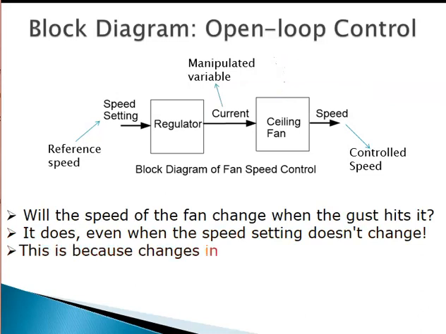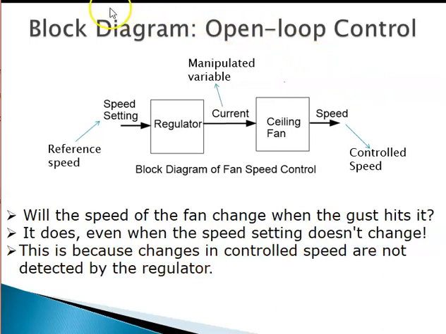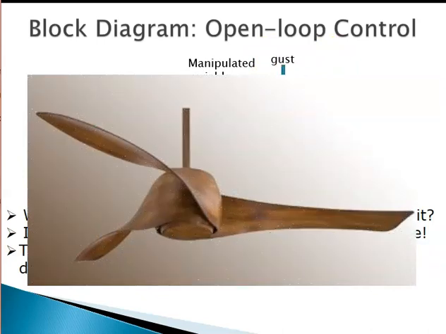And this is happening because changes in the controlled speed are not detected by the regulator. In fact, if the gust is violent enough, it may even twist the blades of the fan this way. If it happens, of course, no controller can do anything about it. The fan will get twisted and may turn if the bearings are still fine.